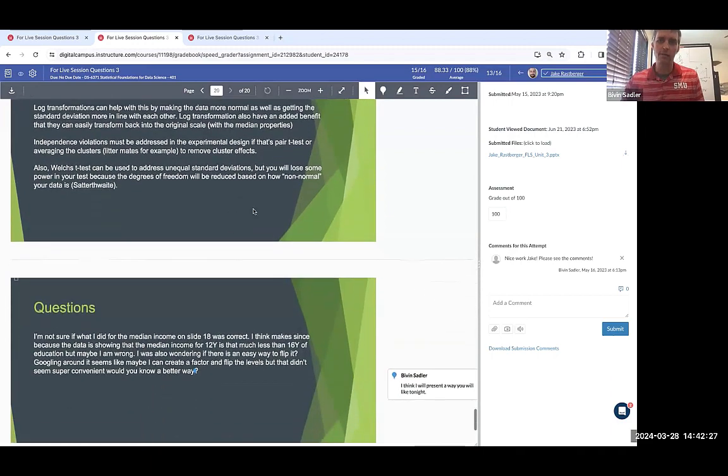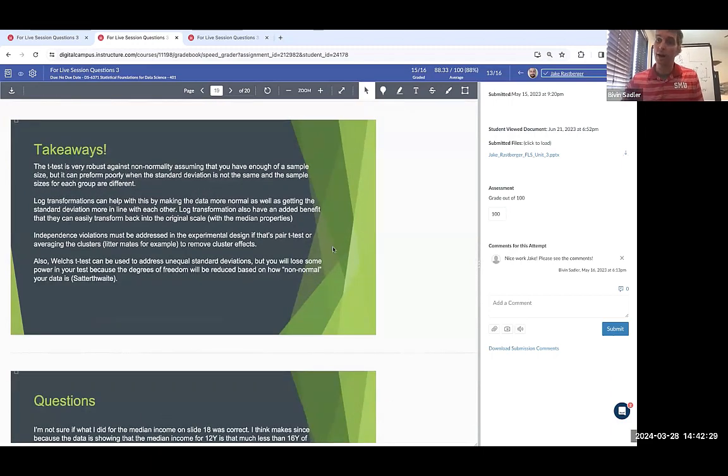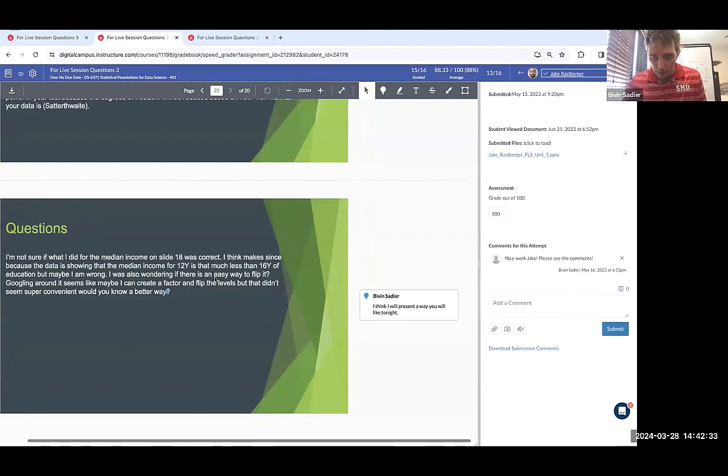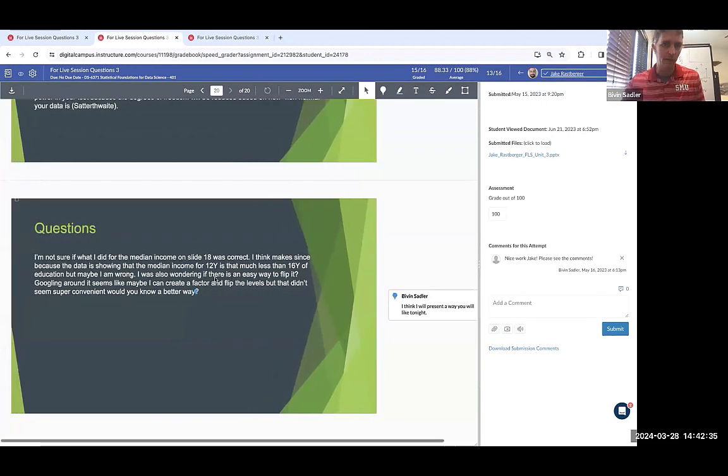Again, I can kind of read through theirs. Usually I'm disappointed I didn't add a comment on there, but we can always get better. So here was his question. I think I'll present it the way you will like tonight. So he knows that I've read the question. Sometimes, and you'll see here when I go through a couple more, it's a question that I'll actually be able to answer, and I can answer it and put comments in here.